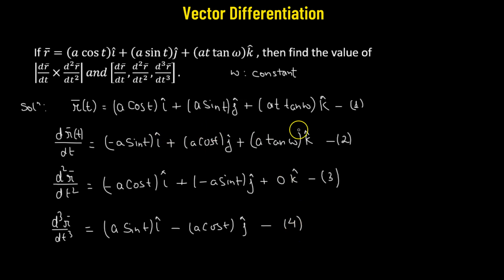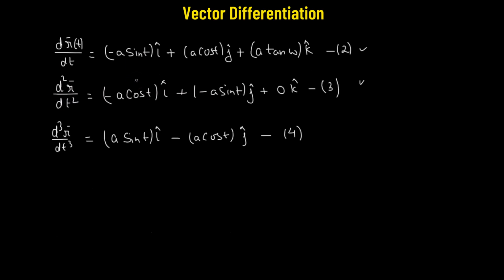What we'll do, we will use equation 2 and equation 3 and find the cross product between them. So this will help us obtain the value of the first derivative of r crossed with the second derivative of r, and then we will find its magnitude. So let's begin by first obtaining the value of the cross product between the first derivative of r with respect to t and the second derivative of r with respect to t.